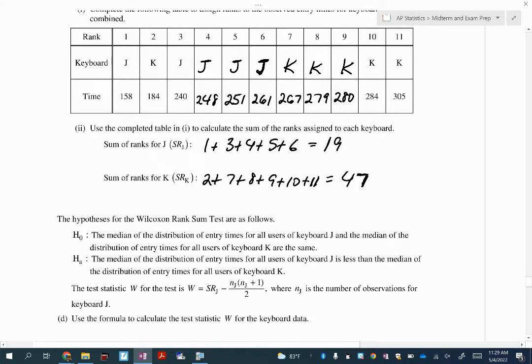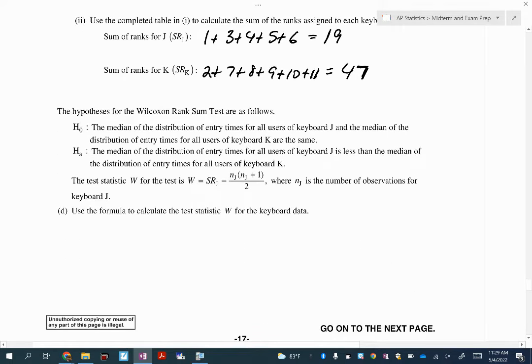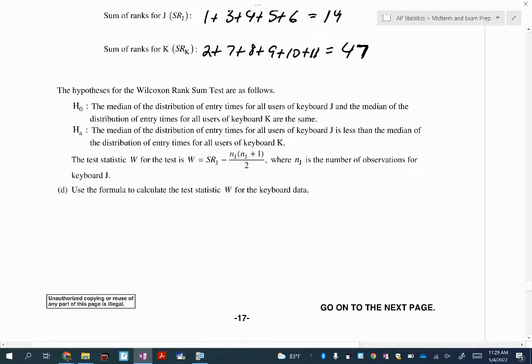All right, now here are the hypotheses to run this test. We assume that the median for each of these distributions, so keyboard J and keyboard K, are the same, and we want to prove that the median of the distribution of the entry times for keyboard J is actually smaller, or less than the median of the distribution of the entry times for the users of keyboard K.